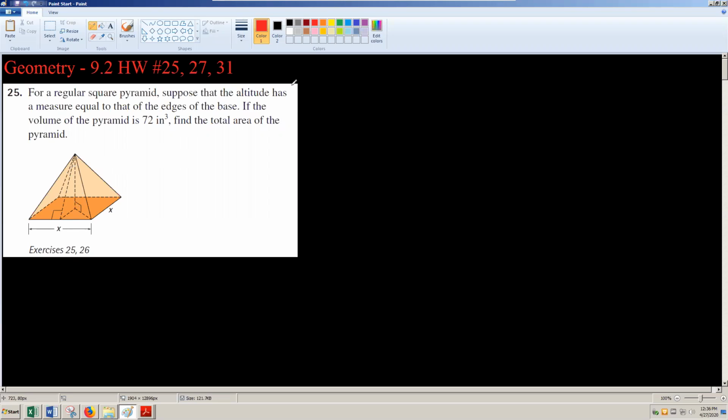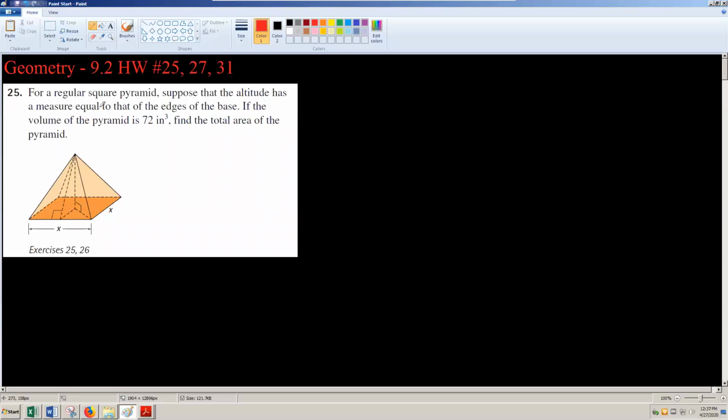So suppose the altitude has a measure equal to that of the edges of the base. Basically what it's telling me is the height of this pyramid is the same as the base edge, and I'm told that's X. I don't know what that is, but I am told the volume of this thing is 72. So I want to find the total area of the pyramid.